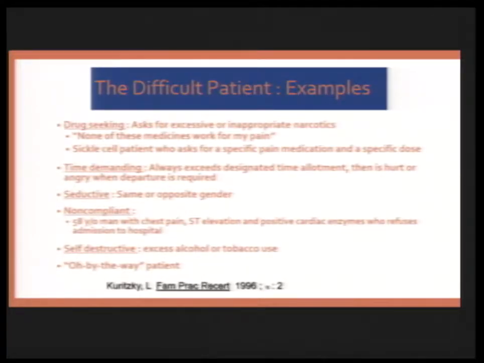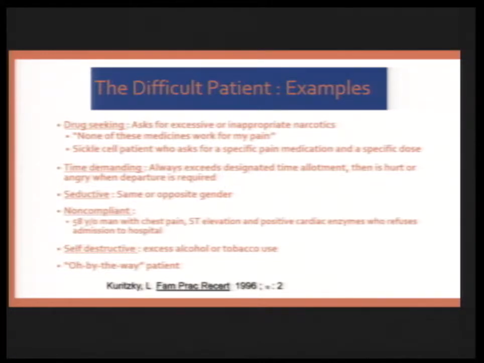Some examples. Now, we talked about several, but this one I got out of a family medicine journal. Drug-seeking behavior, asking for excessive or inappropriate narcotics. Quote from the patient, "None of these medicines work for my pain." And then the sickle cell patient, who always asks for a specific medication and a specific dose during their crisis. Time demanding, always exceeding the designated limit, then hurt or angry when departure is required. Seductive patients, same or opposite gender. Non-compliant patients, almost all patients are non-compliant, but the ones that are more blatant are really frustrating.